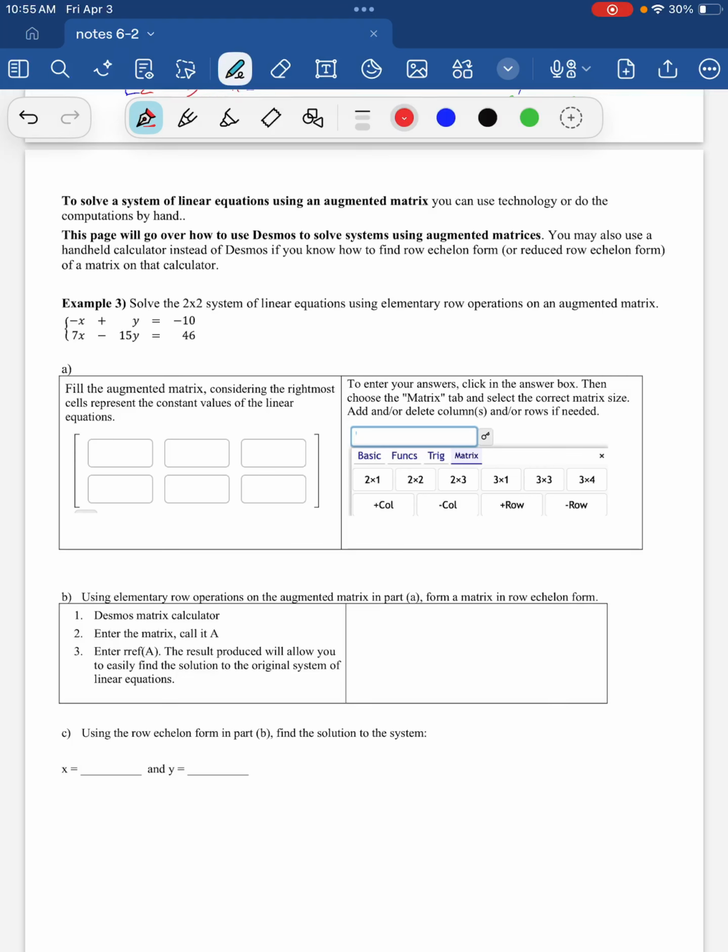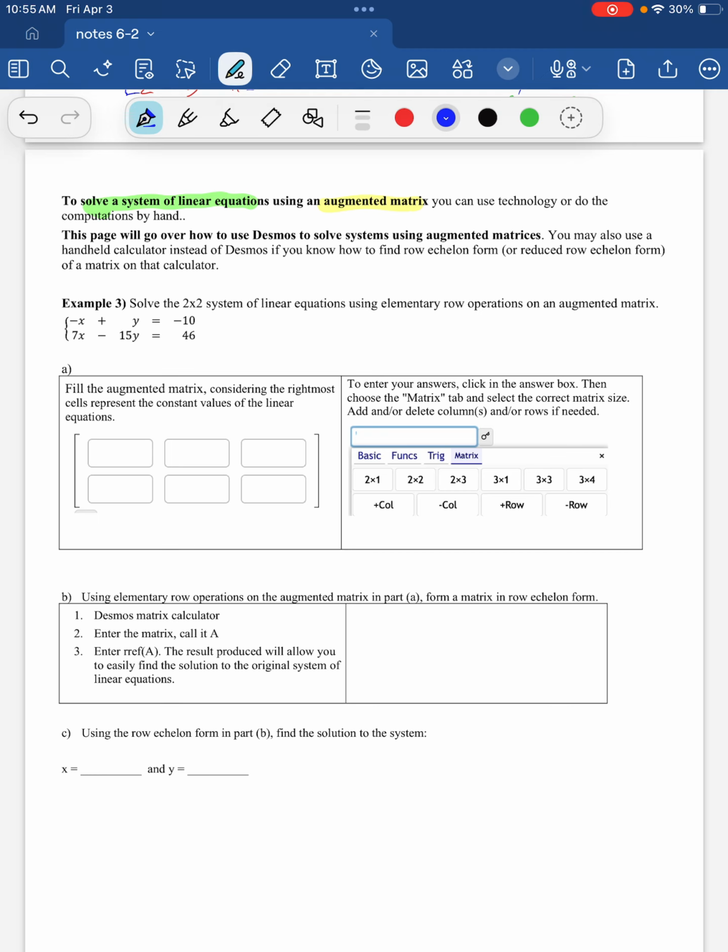This is the video for example 3 from the 6.2 notes for college algebra. We are now going to use an augmented matrix to solve a system of linear equations. We're going to do this with the Desmos online matrix calculator, but if you have a different technology that's been approved for quizzes and tests for this class, that is also allowed. You may need to Google instructions on how to use that technology to do this on your own.